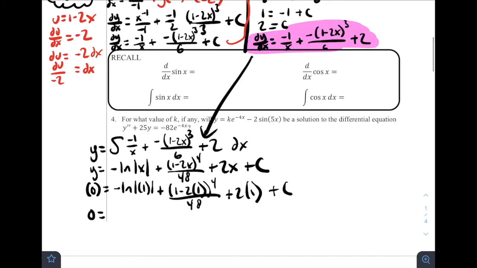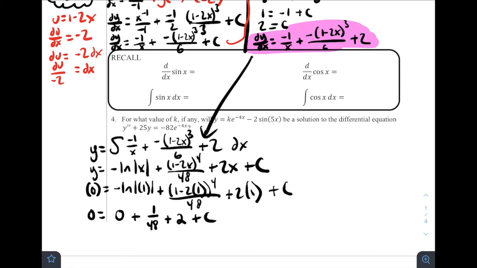So 0 is equal to, natural log of 1 is going to be 0, so this negative 0 just goes away. Here we've got 1 minus 2, so that's negative 1 to the 4th. Negative 1 to the 4th is positive 1, so this is going to be 1 over 48. And then we've got plus 2 over 1, so that's plus 2, plus whatever the c value is. And if we're trying to get c by itself, we could subtract 2 from both sides. We could subtract that 1 over 48 from both sides.